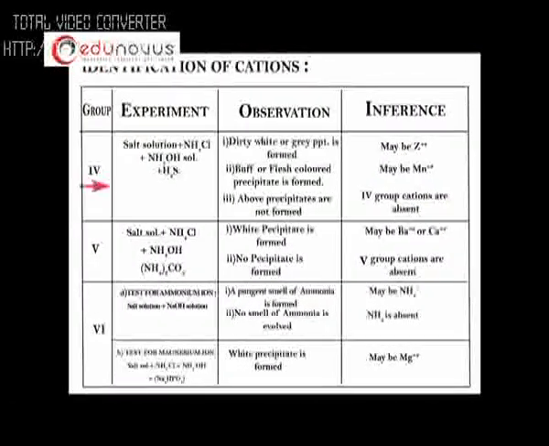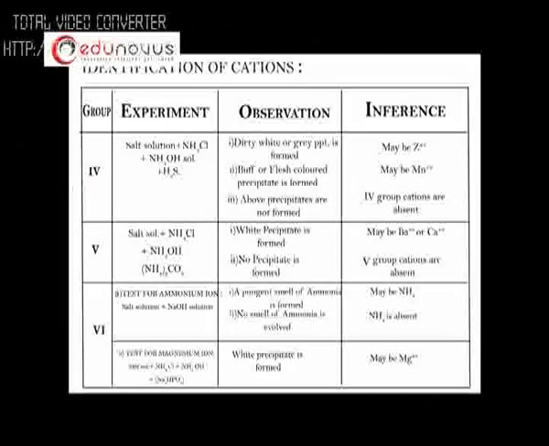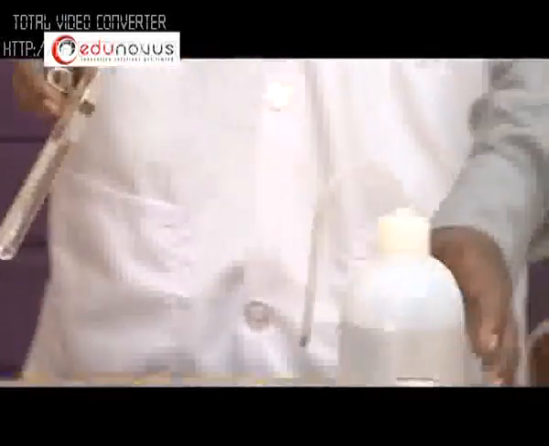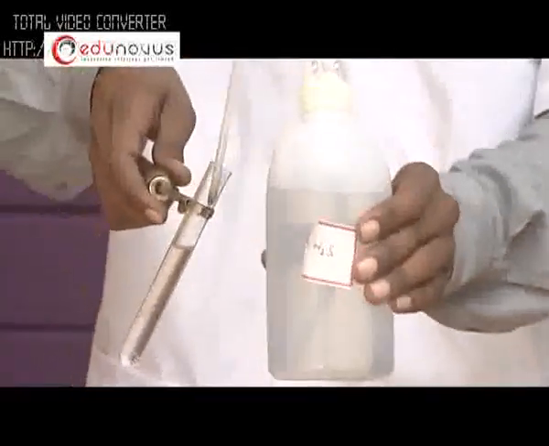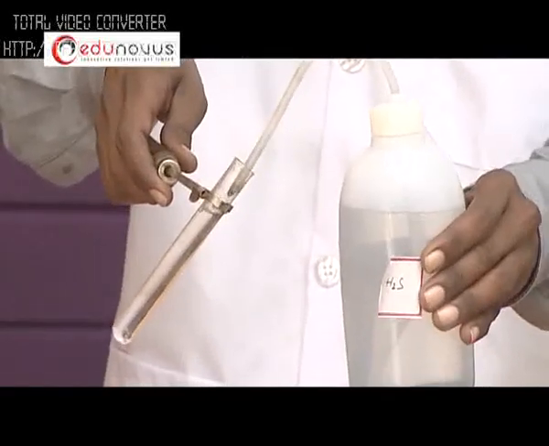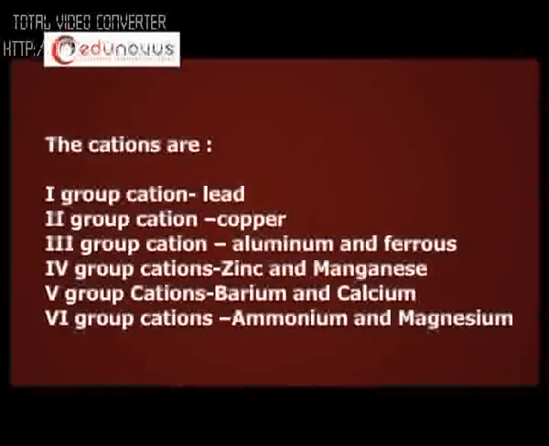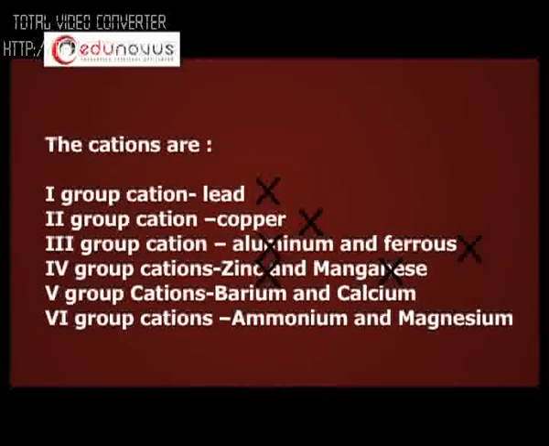Now, fourth group test. Salt solution plus ammonium chloride plus ammonium hydroxide solution plus hydrogen sulfide gas. To the previous test tube, we add hydrogen sulfide gas. No precipitate is formed. Therefore, we can infer that fourth group cations are absent. Thus, we eliminate zinc and manganese cations from the list.